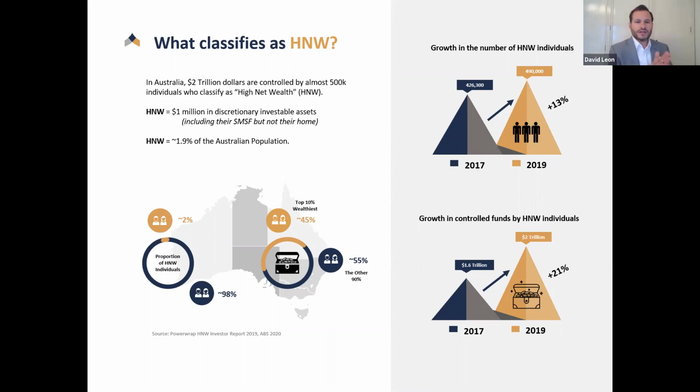Now, some interesting stats in regards to families. 2% of the population is considered high net worth, which is $1 million outside of their home, because everyone's a millionaire in Australia if they own a home. But what's really interesting is that the top 10% controls almost half the wealth in Australia. Now, in the United States, those numbers get even more skewed, where 10% of the population has 90% or more of the wealth. So it is interesting to see where that concentration of wealth is going.